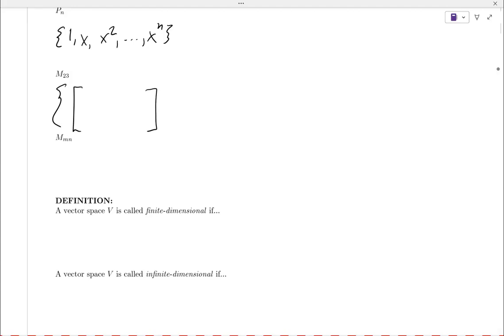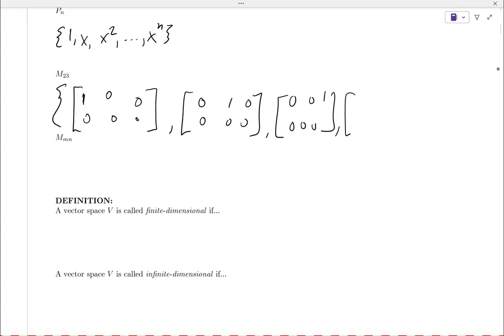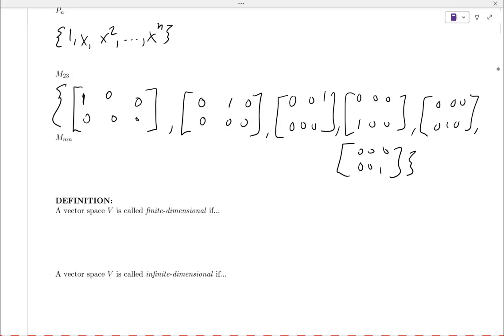What do you think you would use to generate the 1, 1 entry? A 1. And where do you want everywhere else? Zeros, yeah. Right? Use a 1 and zeros everywhere else. How are you going to generate the 1, 2 entry? Yeah, do 0, 1, 0, 0, 0, 0. How are we going to generate the 1, 3 entry? 0, 0, 1, 0, 0, 0. And then keep going. Right?